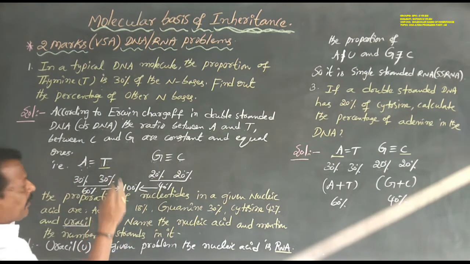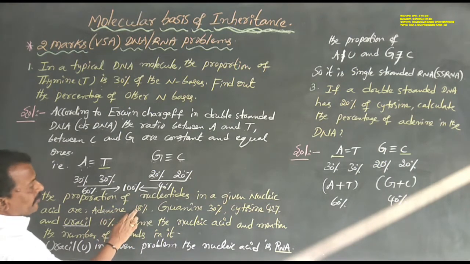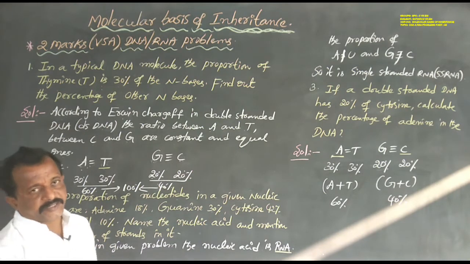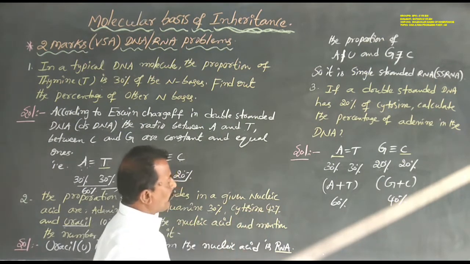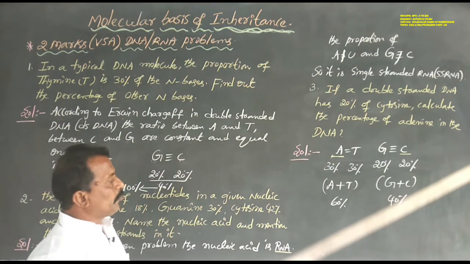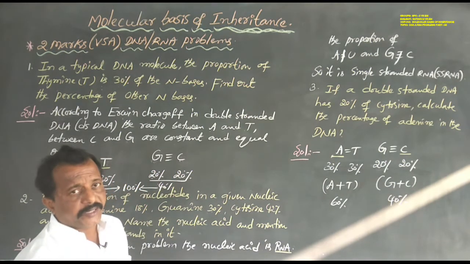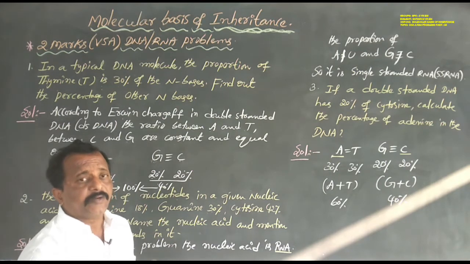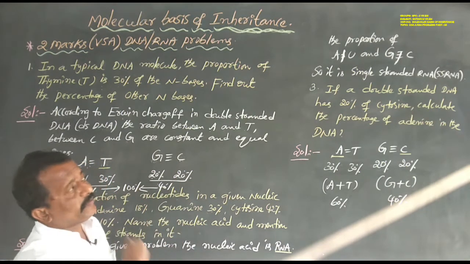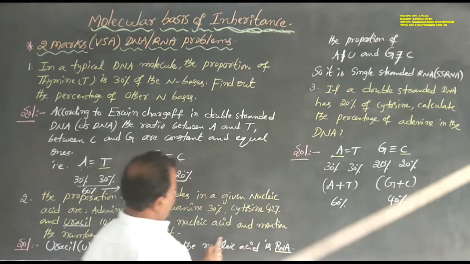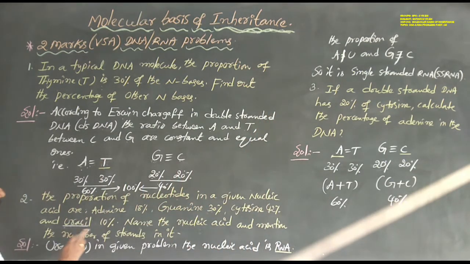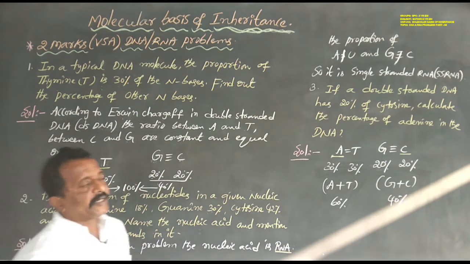So here adenine 18% plus uracil 10%, totally 28%. And guanine 30% and cytosine 42%, totally 72%. 72 plus 28 equals 100%, but not equal proportion. So hence finally this is a single stranded RNA. The number of strands in it, that is single stranded RNA.